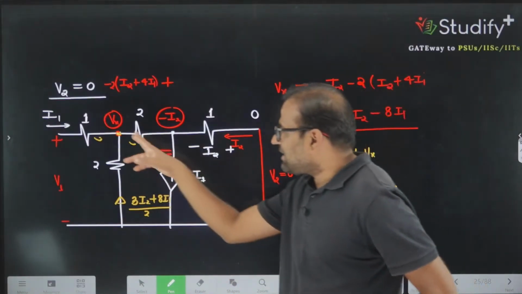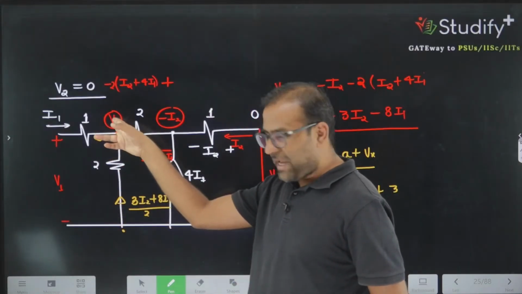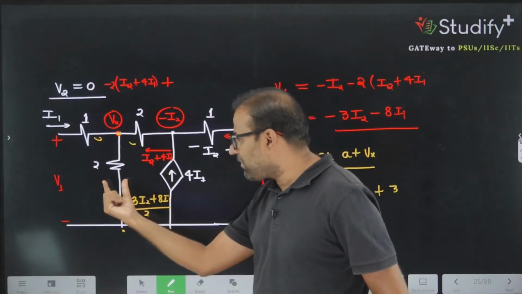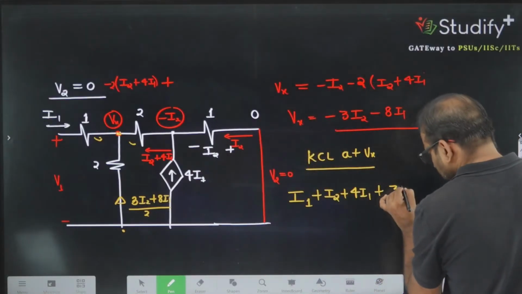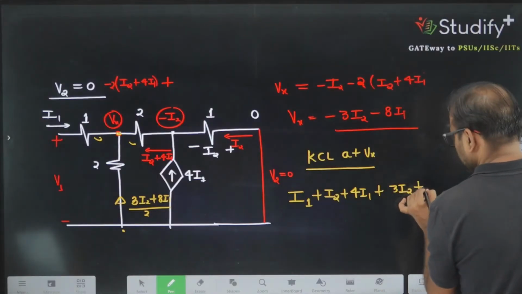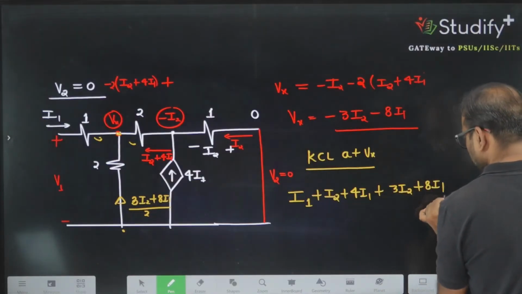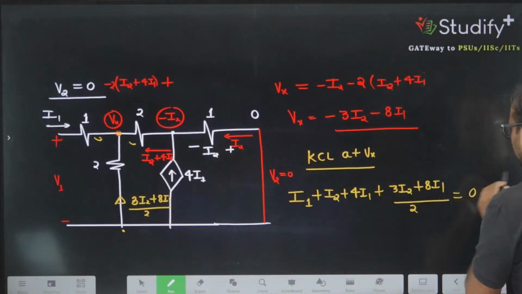This means Vx is a negative number. If it is a negative number, and this is 0, then that value is positive, divided by 2, is the current. So I don't think there is any confusion here. 3I2 plus 8I1, divided by how much? 2. The sum of this value is equal to 0.